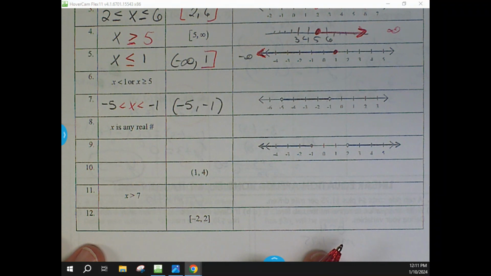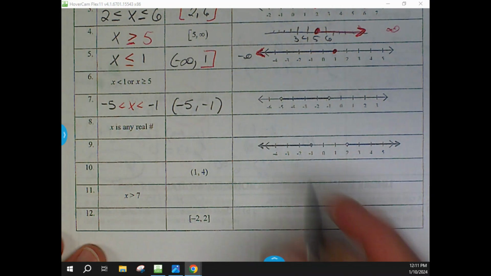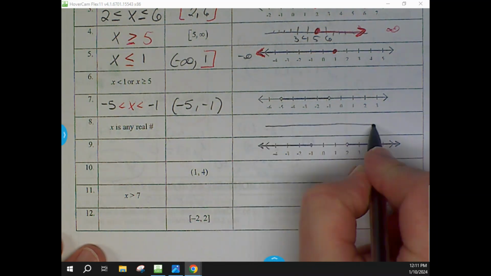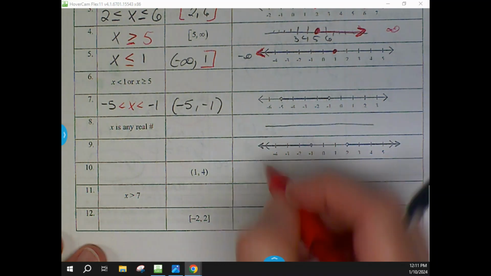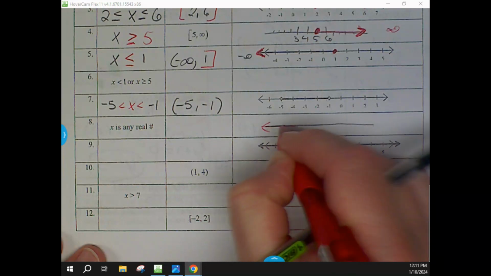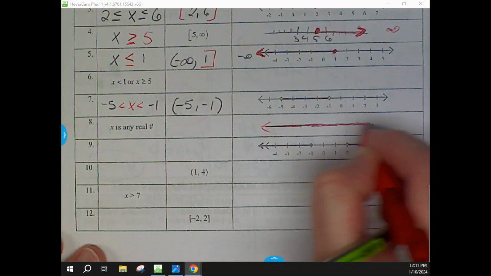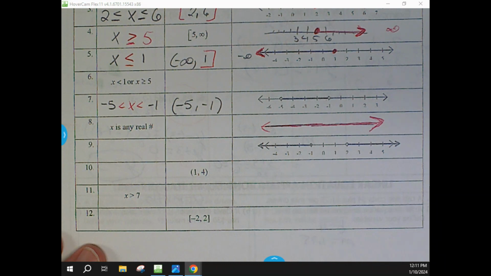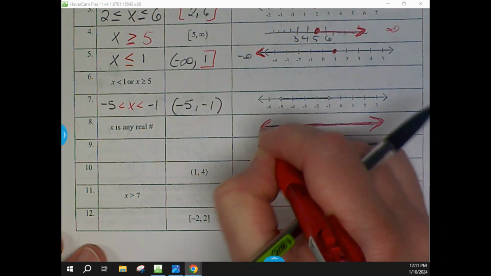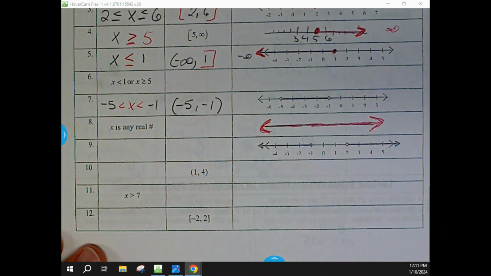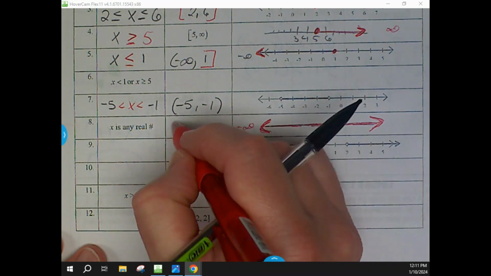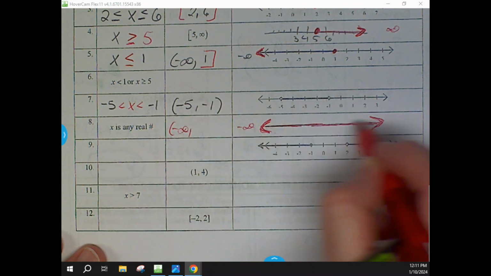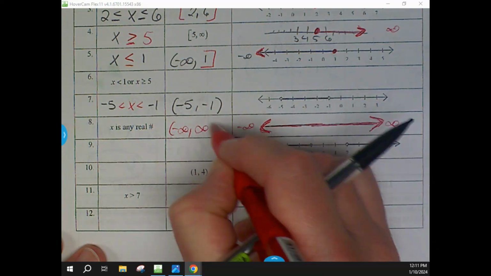Okay, 8 is a trick question. It says x is any real number. Okay, well, if that's any number, that means you can touch anything on here. So it's going to be one of those things where if they graph this one, you're just going to shade the whole entire graph. So it goes forever back here to negative infinity, and it never stops. It also goes out to positive infinity. So we're just going to put that to do that.